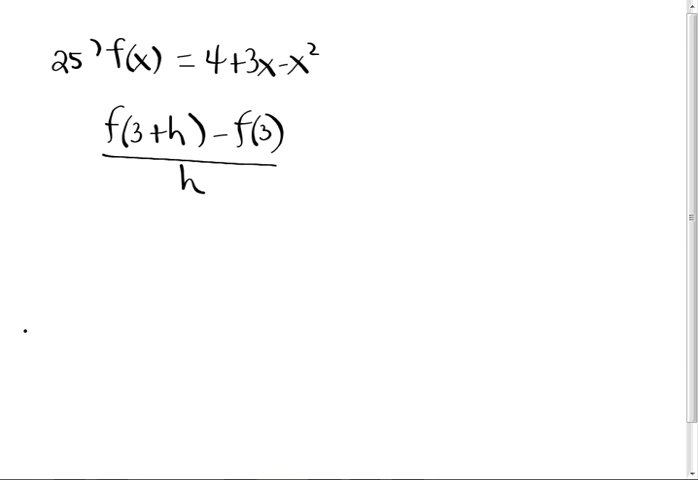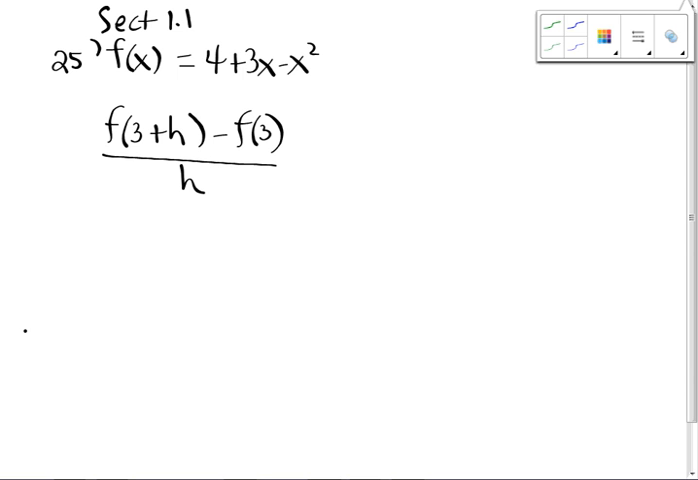Okay, this is section 1.1. This is the homework. Well, let's do the easy thing first. I like to do easy things first sometimes, because if I can do that, then maybe I can do the other one. Let's do f of 3.